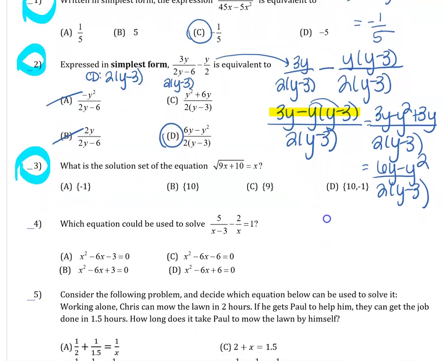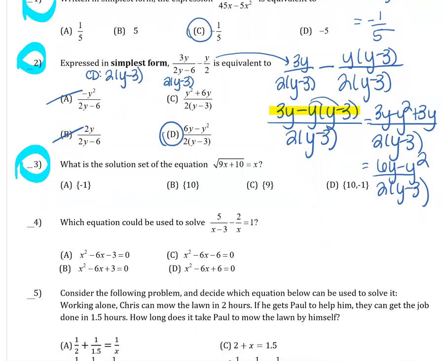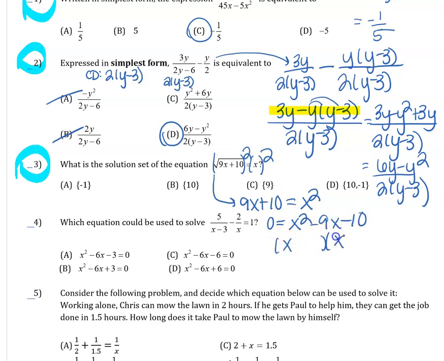Now for question 3, whenever you have a radical equation, you want to isolate the radical, meaning get it alone, and square both sides. Good news here is that it already is alone, so you can go ahead and square both sides. So we get 9x plus 10 equals x squared. Now because it's a quadratic, we're going to want to set it equal to 0. Using my AC factoring techniques, I'm going to want a -10 and a +1, and x equals 10 and x equals -1.